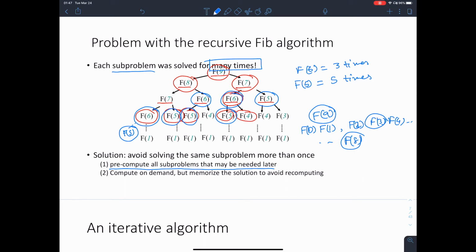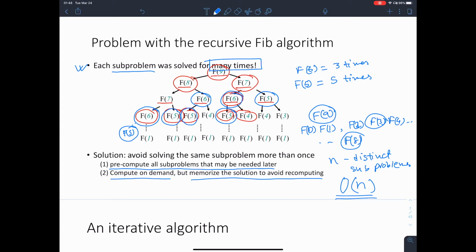So if you think about the relationship between n and the distinct subproblems, then you can see the distinct subproblem is kind of order of n. That means the number of distinct subproblems you may have to solve does not grow exponentially, it grows actually linearly. Another way to address the problem of solving the same subproblem many times, you can compute the subproblem on demand, but you have to memorize the solution to avoid the recomputation.